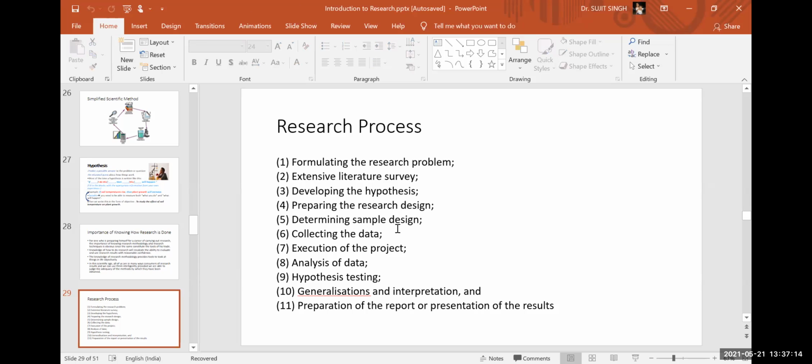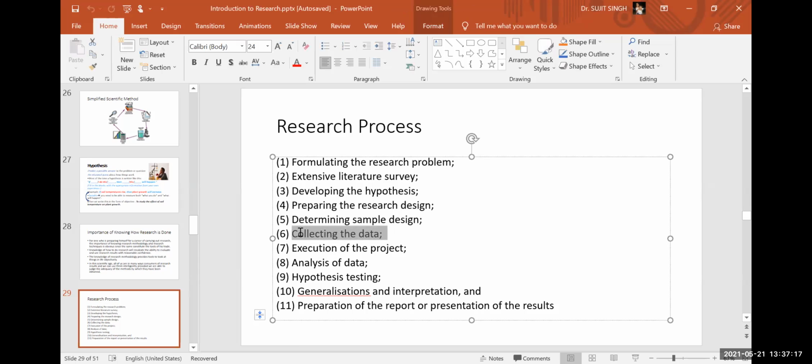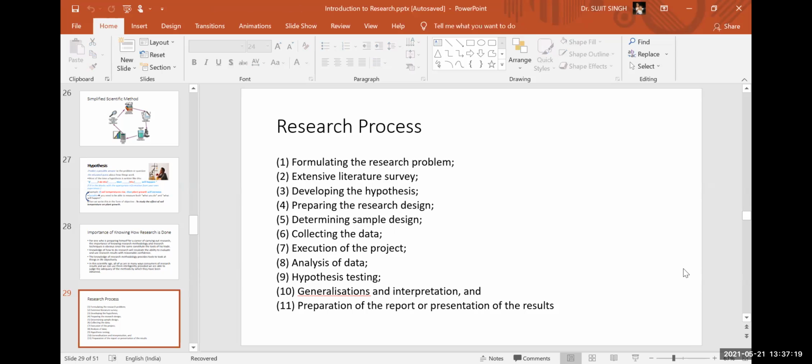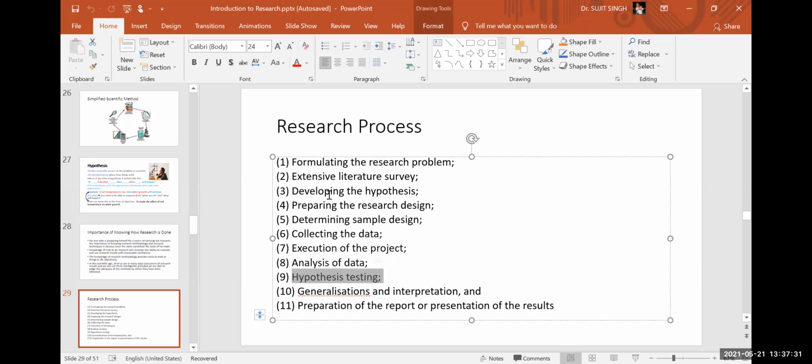Then that pilot study is for validation of the initial design. When that design is validated, you are going to collect the data, execution of project, analysis of data, then testing hypothesis. That means you are validating the statement you thought of. If this is the case, this will happen. That is accepted or rejected.